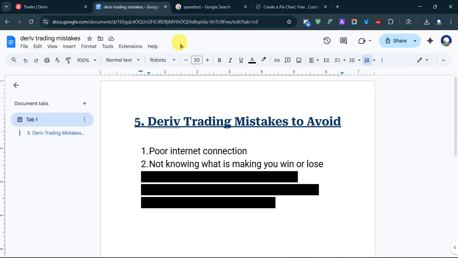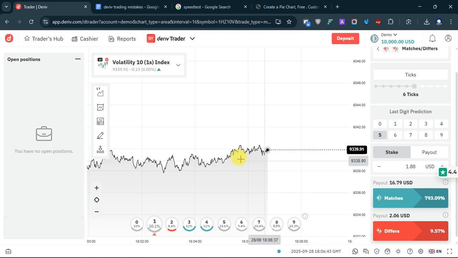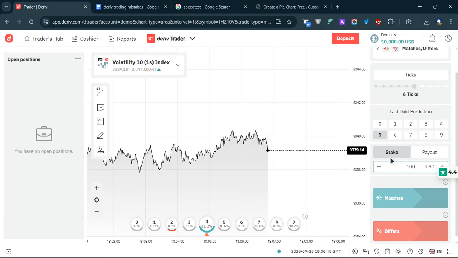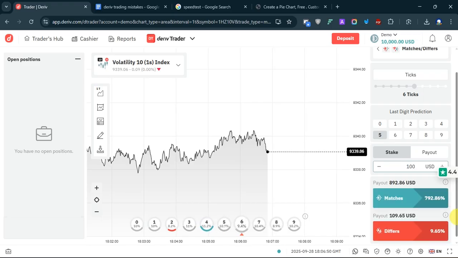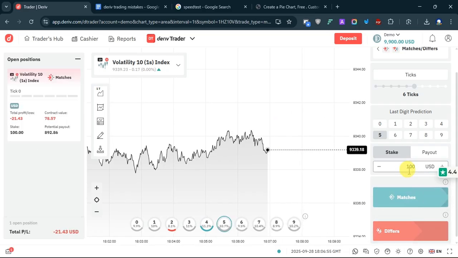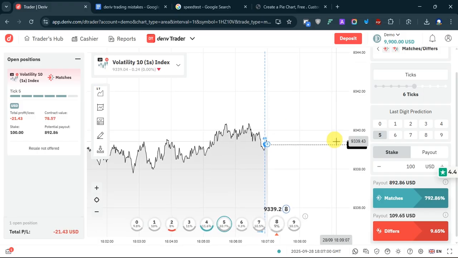Now I have another trading mistake that you also need to avoid, and this is overtrading with emotion and greed. There are some people who just use emotion to trade. Let's say that I have put a stake of 100 USD, and I just said it will match, and it may not match. At that instance, I may end up losing that trade.